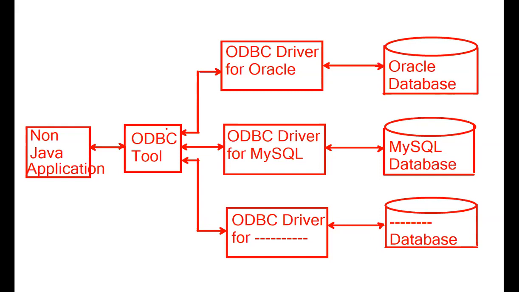Drivers are developed by a first party vendor, second party vendor, or third party vendor. In the example I gave, who is the first party? Sun Microsystem. Who is the second party? Oracle Corporation. Who is the third party? Anyone other than Sun Microsystem and Oracle Corporation. So in the diagram, Sun Microsystem is the first party and Oracle Corporation is the second party.